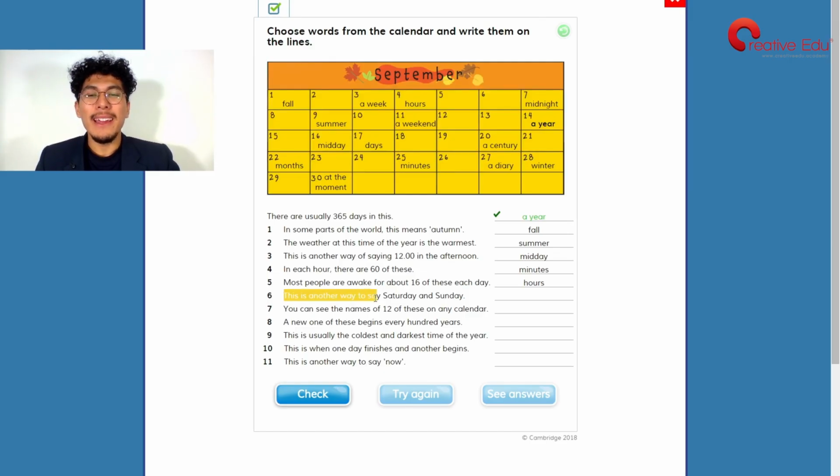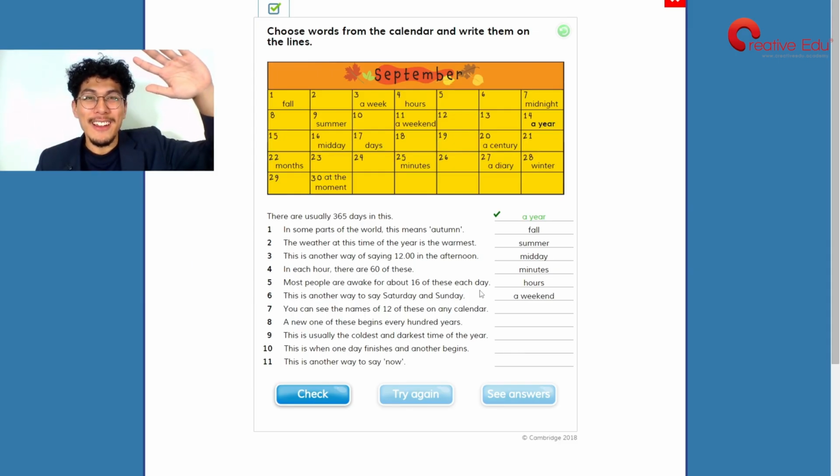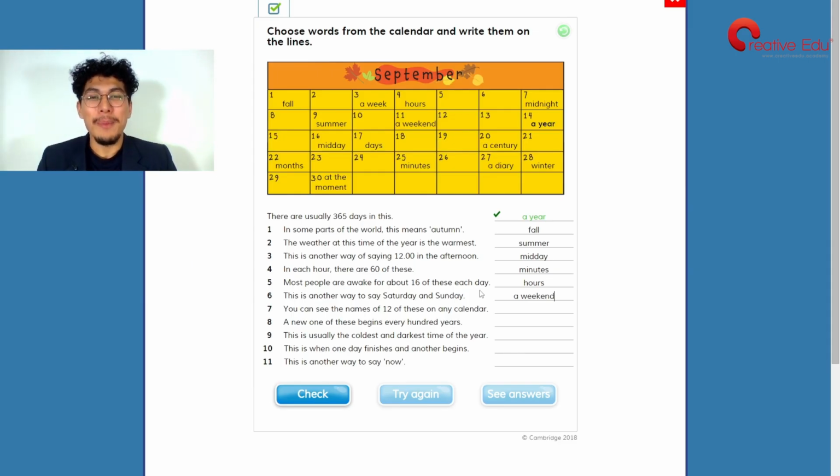Number 6. This is another way to say Saturday and Sunday. What do we call Saturday and Sunday, everyone? Of course, it's the weekend. I love the weekend. Who here loves the weekend too? It's the best time of my week. All right, 7. You can see the names of 12 of these on any calendar. What could that be, everybody? That's months. We have 12 months in a year.